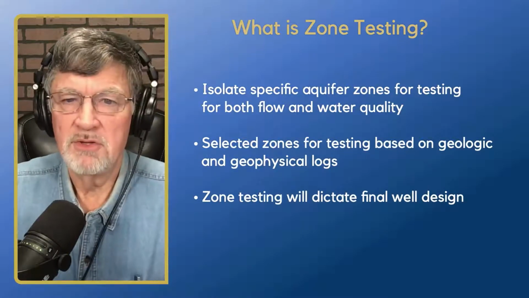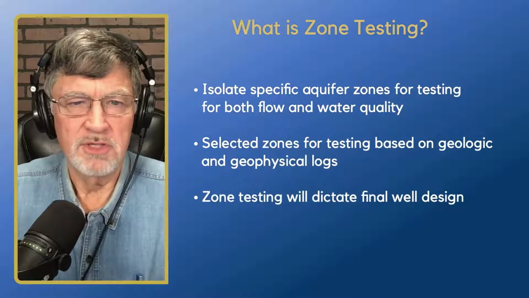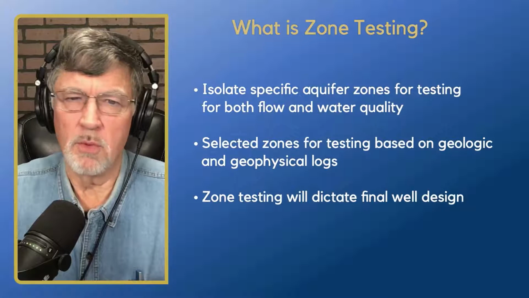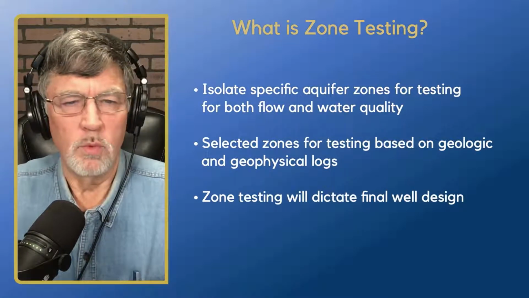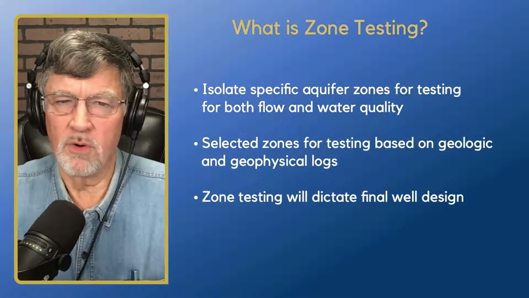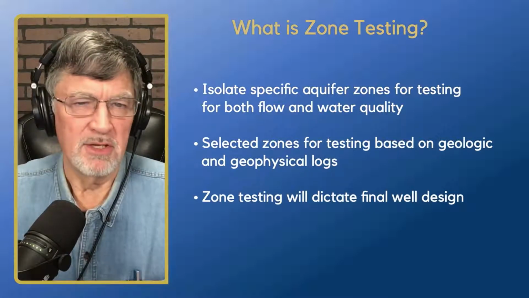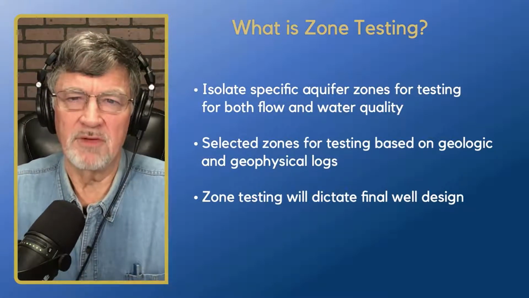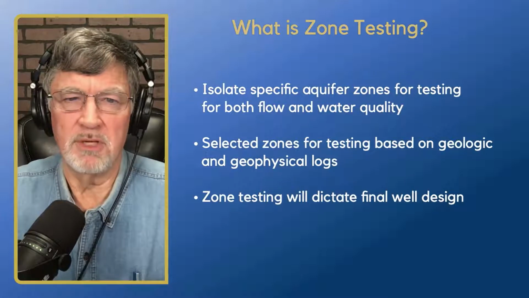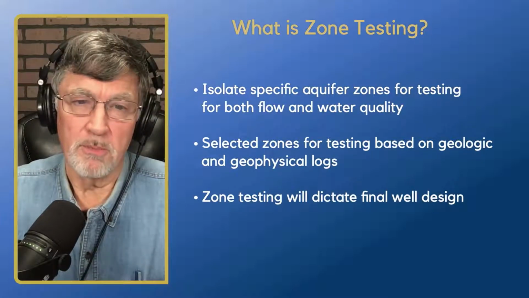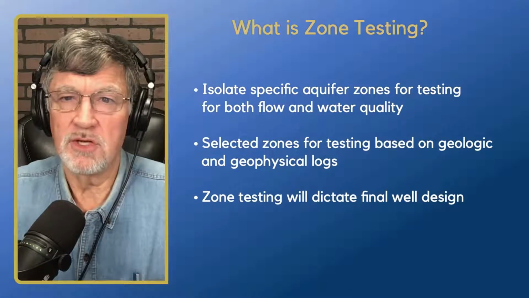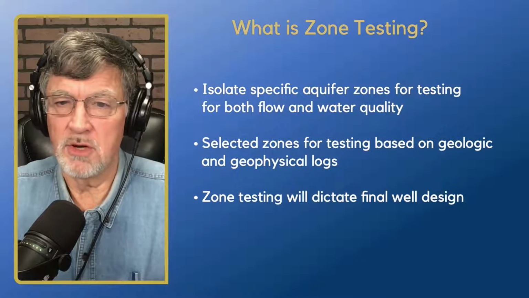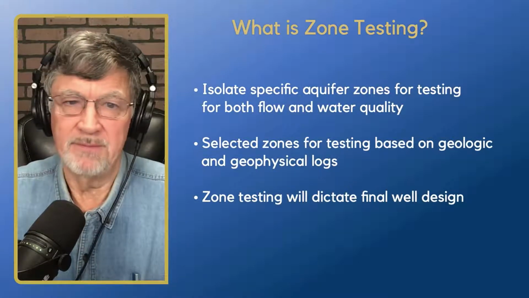And our zone testing will dictate our final well design. So if we have some zones where we have unacceptable water quality, we may decide to seal those zones off, or as we do a mass balance, we may determine that those zones are diluted down enough that we don't have to deal with anything, or maybe low-level treatment. So this is really an important part of the process in the well design: what aquifer zones do we want to take, and construct our well around that?